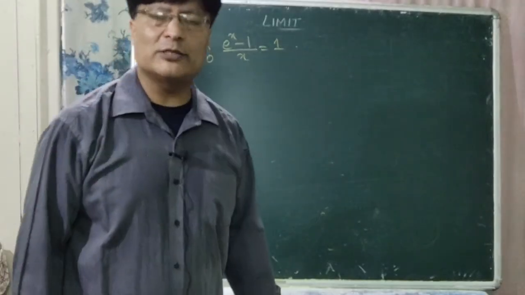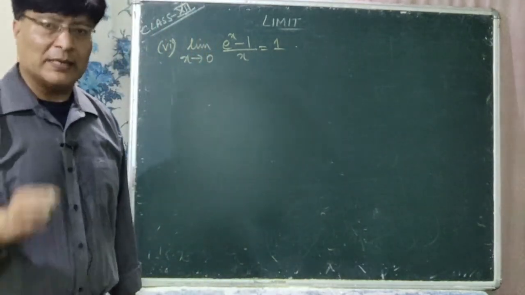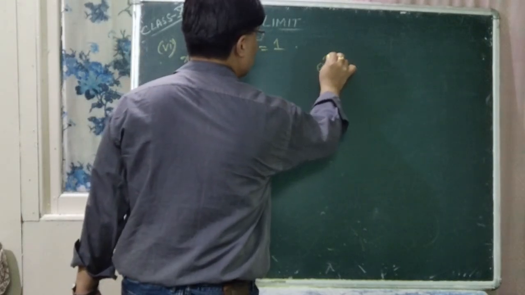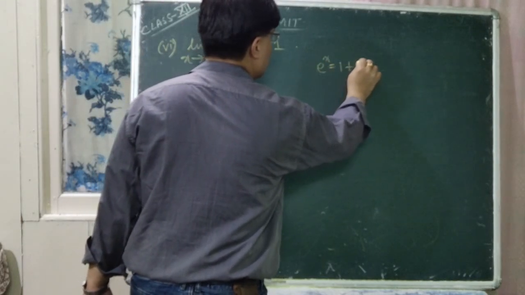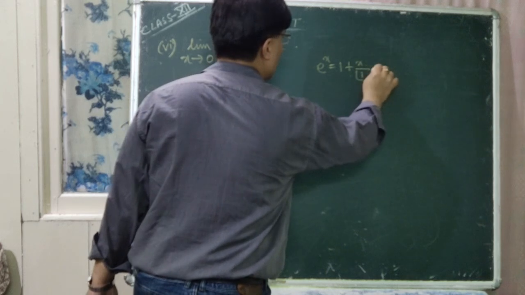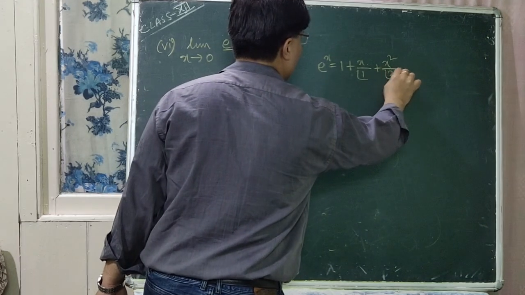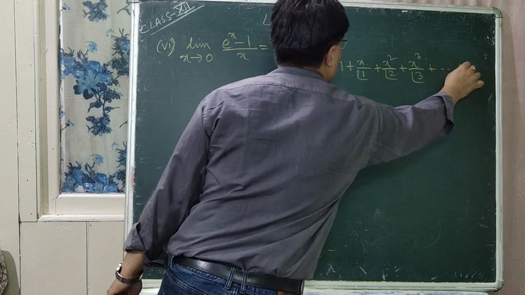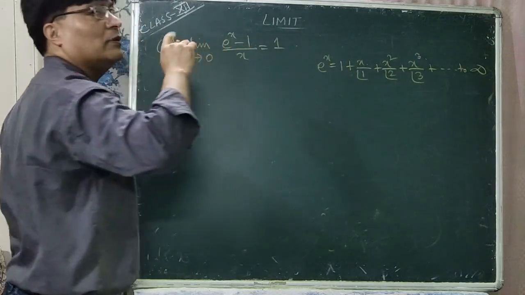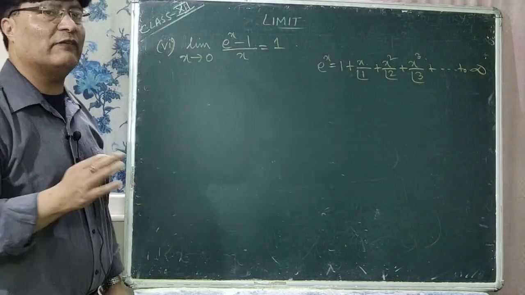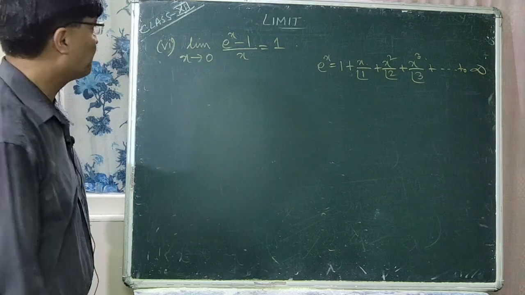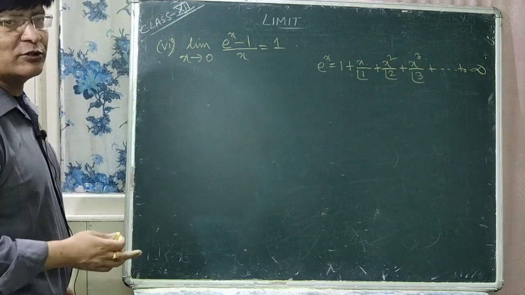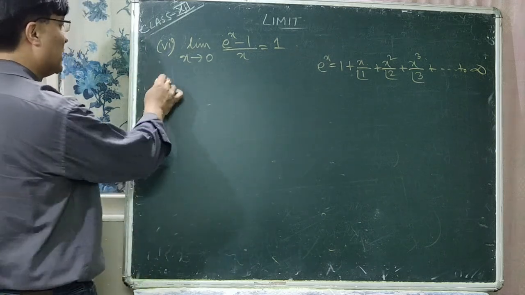Now e to the power x is known as an exponential function. It has an infinite series again. So its formula is e to the power x is equal to 1 plus x upon factorial 1 plus x square upon factorial 2 plus x cube upon factorial 3 plus dot dot dot, it goes up to infinity. That is also an infinite series. Okay, so let us prove it again. So we can use the formula for e to the power x as an infinite series in this case.